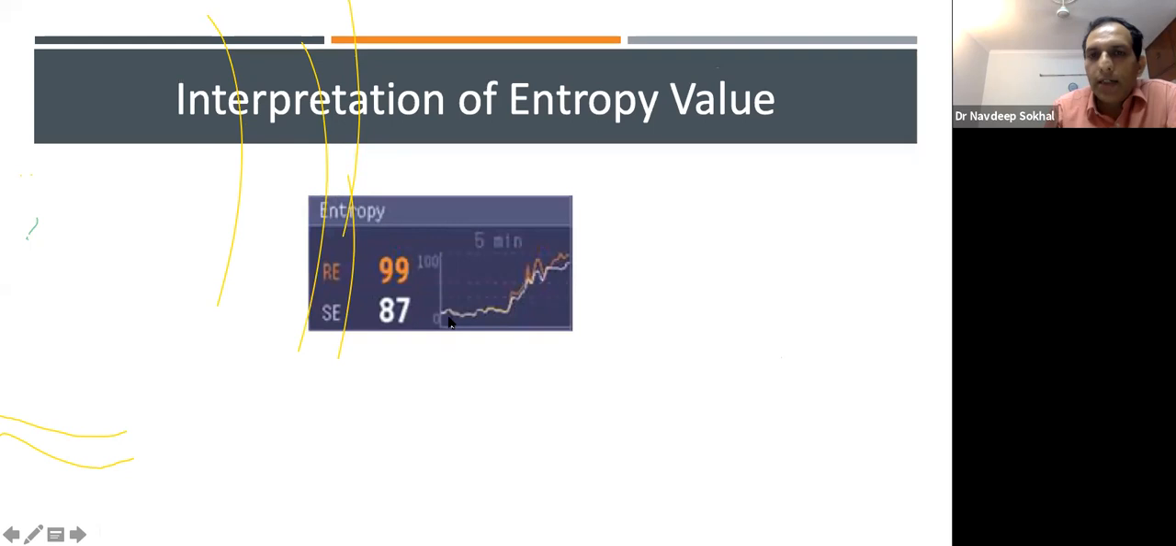But if you see the graph on the right, there is a rising trend. So this graph should be seen, and actually this indicates the awakening of the patient from deep anesthesia. Here it was deep, and now it is gradually coming up, and now it has reached this value, that is when the patient is awake. So when the patient is awakening from anesthesia, you will see this kind of trend over the graph.